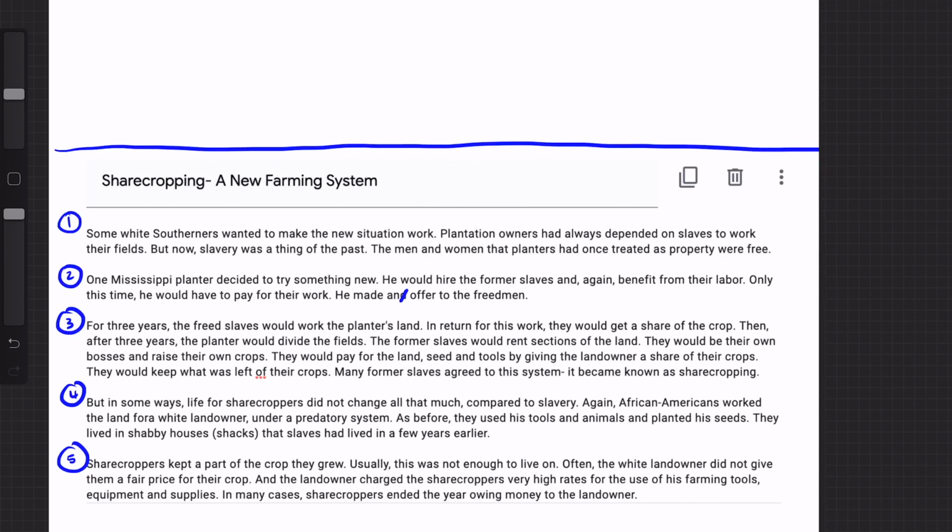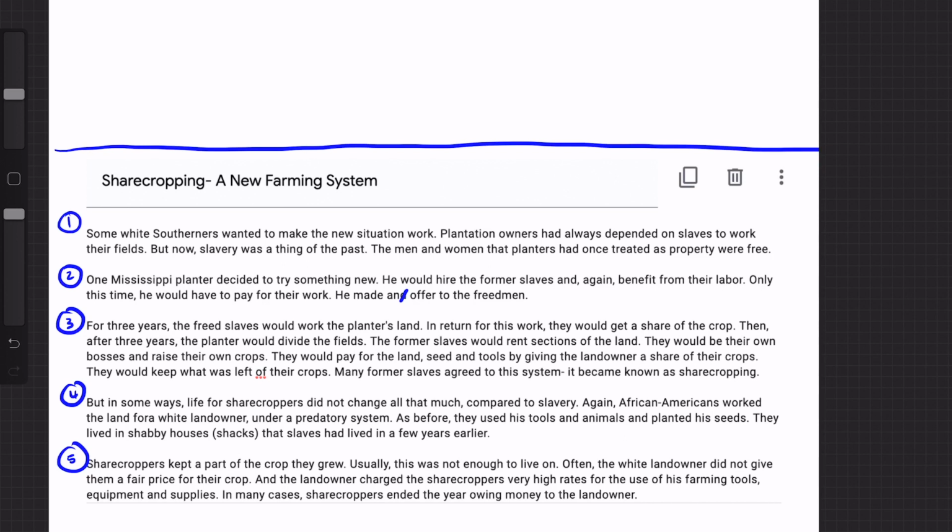For 3 years, the freed slaves would work the planters' land. In return for this work, they would get a share of the crop. Then, after 3 years, the planter would divide the fields. The former slaves would rent sections of the land. They would be their own bosses and raise their own crops. They would pay for the land, seed, and tools by giving the landowner a share of their crops. They would keep what was left of their crops, but many former slaves agreed to this system, and it became known as sharecropping. But in some ways, life for sharecroppers didn't change much at all compared to slavery.